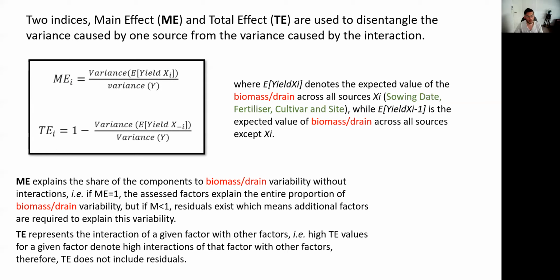Then when we talk about the total effect, this index represents the interaction of a given factor with other factors. So that means that high total effect values for a given factor denotes high interaction of that factor with other factors. Therefore, total effect doesn't include any residuals. Okay, if you want to read a little bit more in detail the theory behind this analysis, I will provide references and links at the end of the presentation.